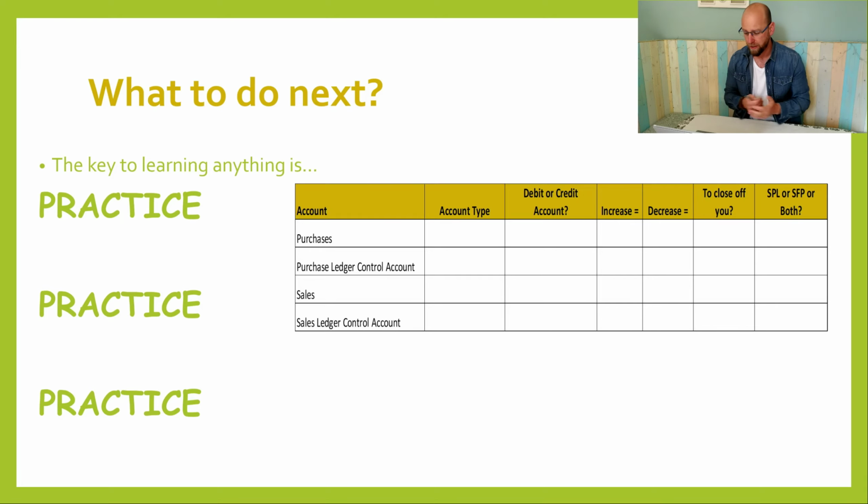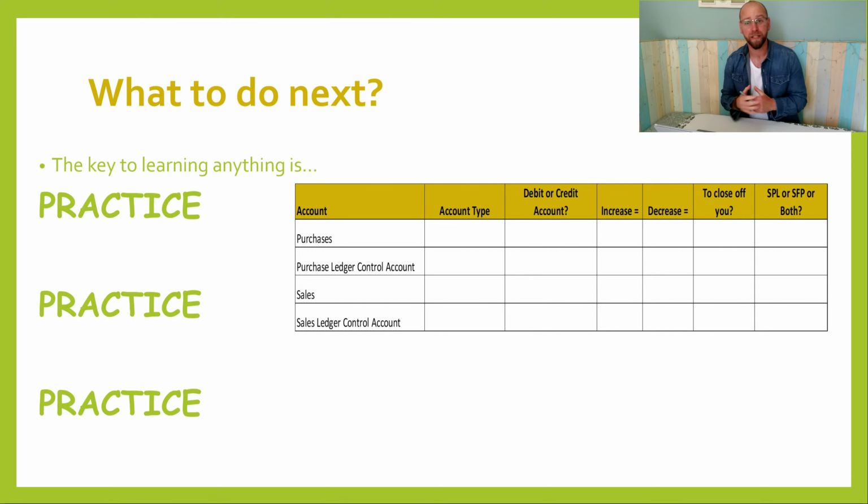I've got the account types in there, showing whether it's going to be a debit or credit account, and then saying, well, an increase in that account would be what, and a decrease in that account would be what. Now, if you're doing level 3, I've also added these extra 2 columns at the end to say, well, to close off the account, what are you actually doing? And therefore, using how you close off the account to help you understand whether that's going to be a profit and loss account or a statement of financial position account.